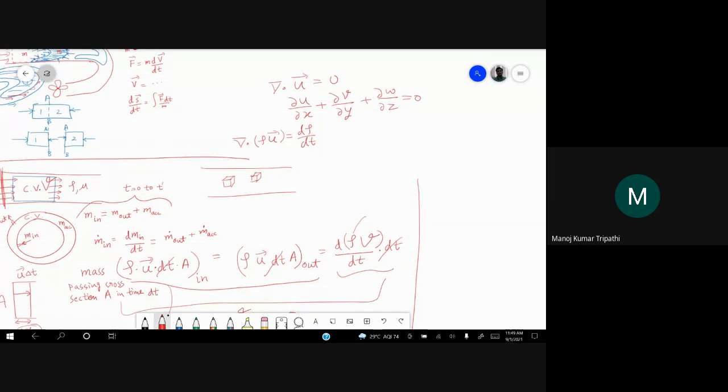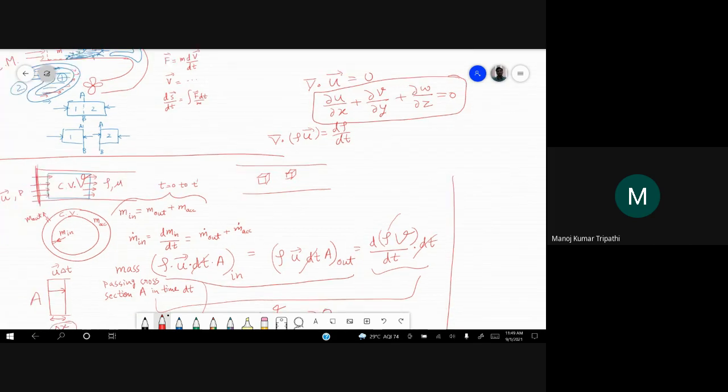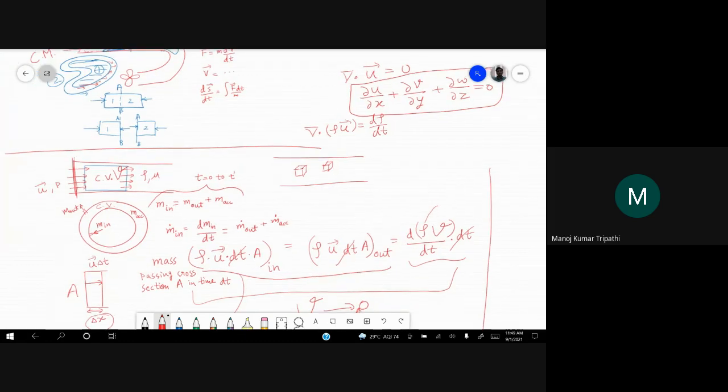Here U, V, W are velocity components in x, y, and z directions. Now you have three unknowns, U, V, W, and only one equation. So you need more equations, you need more information. So we'll go to the other equations that we need to solve this fluid flow problem in the next class. But from here, you can notice a few things.